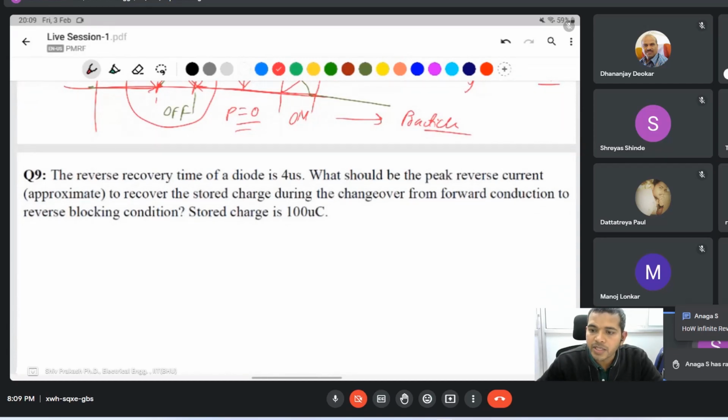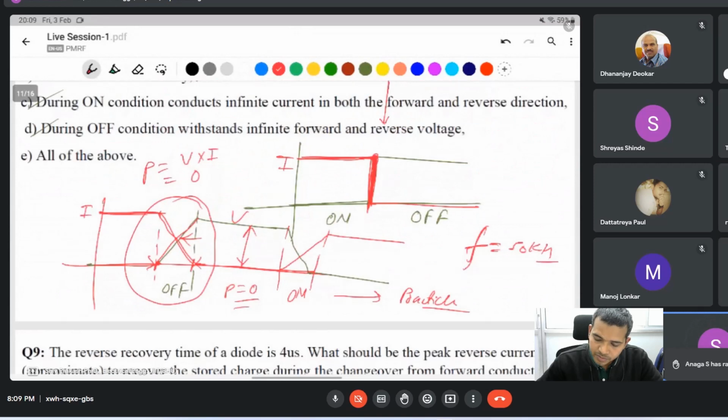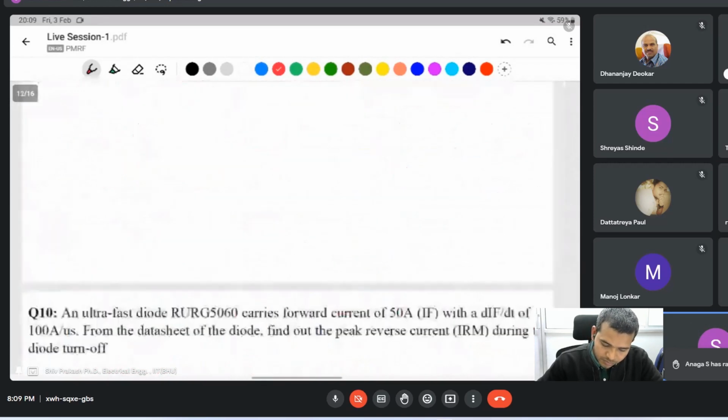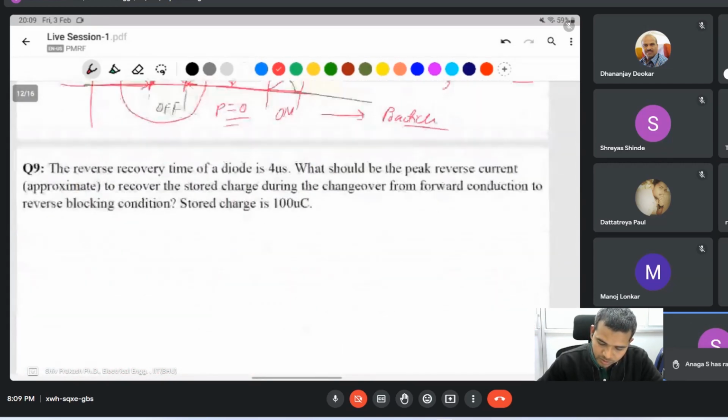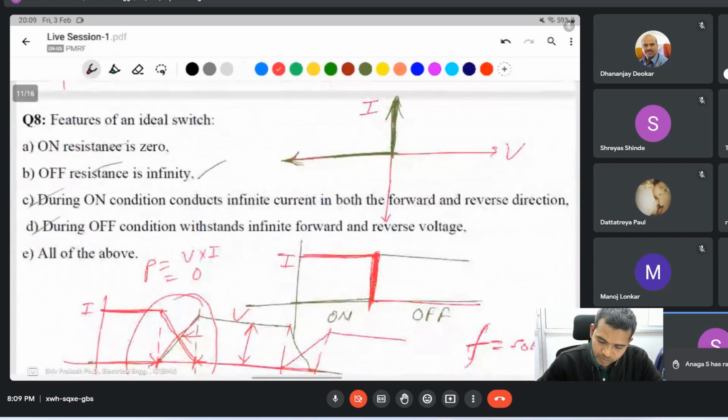How infinite reverse current in on condition? Oh, so this one is about switches, bidirectional switches. It means the bidirectional switches during on condition.